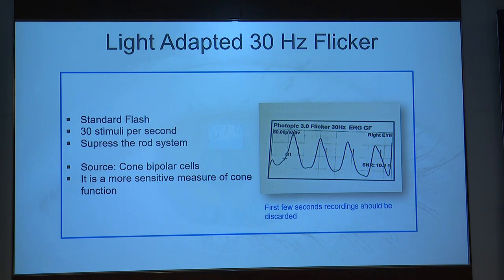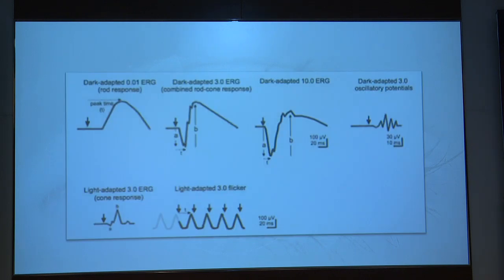Then there is flickering of the lights. This flickering of the light should be more than 30 flashes per second, or 30 hertz. It suppresses the rod system because there is no gap in between. What you get is only cone bipolar cell stimulation and their waves. It is a more sensitive measure of the cones. So by this time we know that if you have to check the rods, you go for the dark adaptation test. If you have to check the cones, you have to go for the light adapted tests. So these are the different kinds of waves you get.